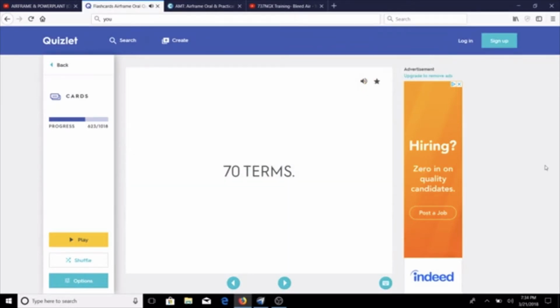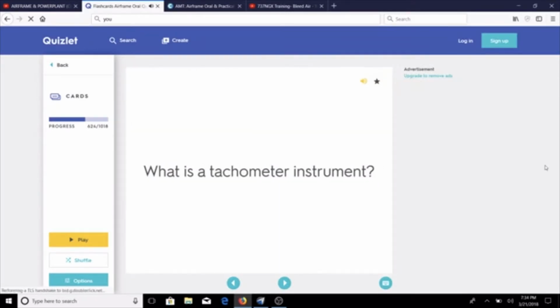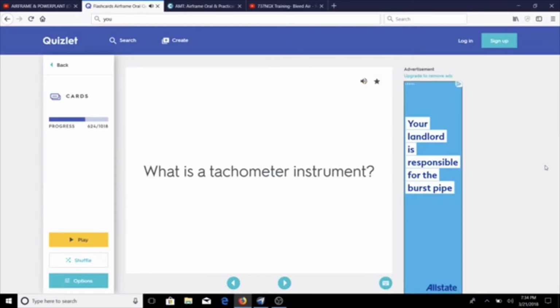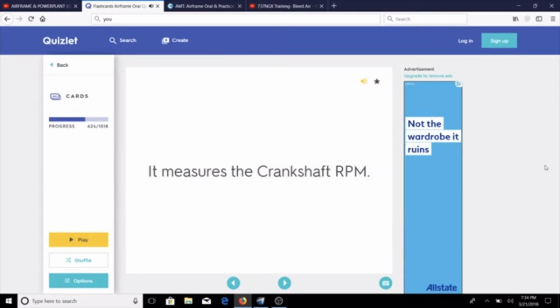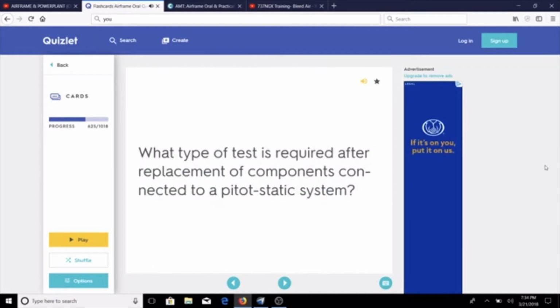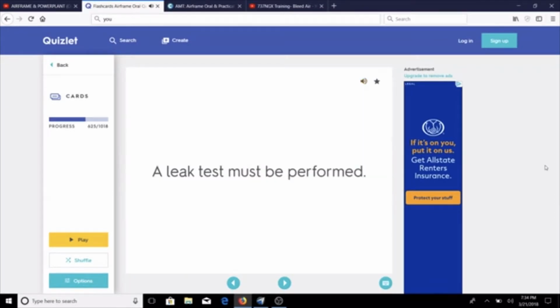70 terms. What is a tachometer instrument? It measures the crankshaft RPM. What type of test is required after replacement of components connected to a pitot static system? A leak test must be performed.